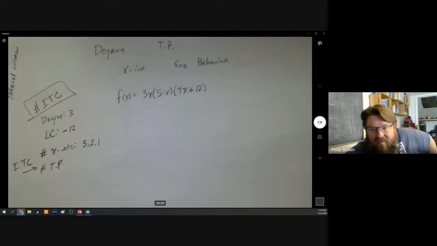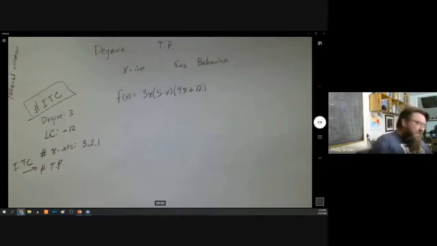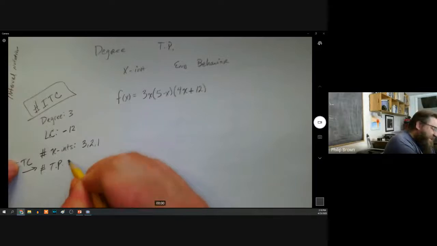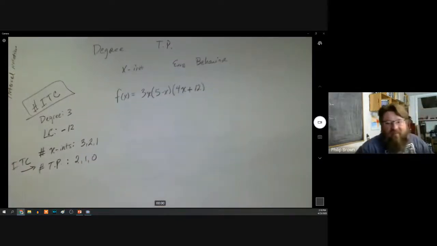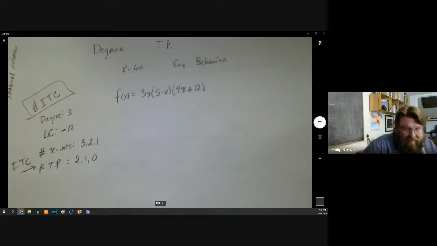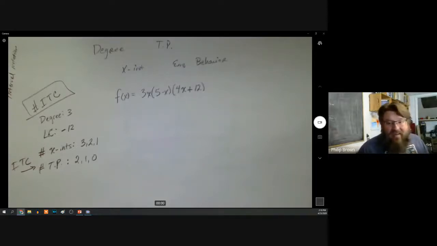Check this out. Sorry, it's 2, 1, or 0. If it's odd, it could have 0 turning points. That's good. I'm not happy because I caught you making a mistake. I'm happy because it's hard. It's good when you make a mistake and then we can learn from it. That's a really hard thing to do in this virtual classroom stuff we're doing. But yes, turning points could be 2, 1, or 0.